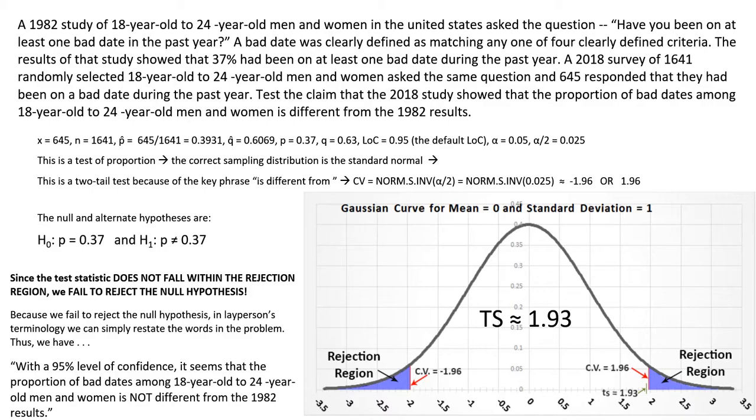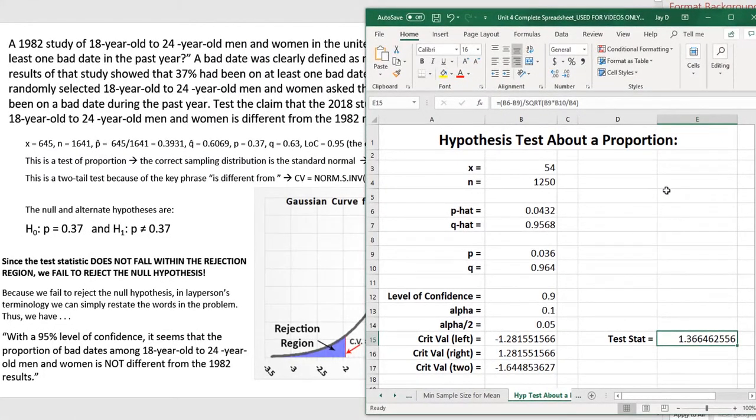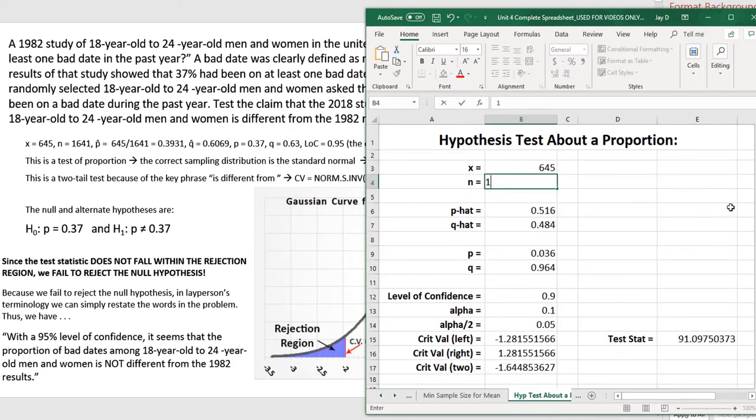Let's put all of this on a spreadsheet. Here we are in spreadsheet mode, kind of a hybrid mode this time. We have x equals 645. We have n equals 1641. It automatically calculates a p hat and a q hat for me. P, that's what we accept as truth, remember, and that's from the old study, the 1982 study, which says that 37% had been on a bad date within the past year. So we'll say 0.37. Q is automatically calculated for us.